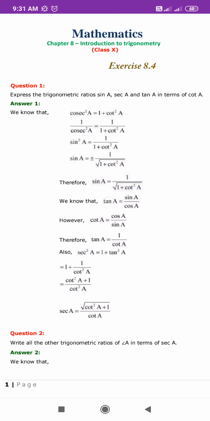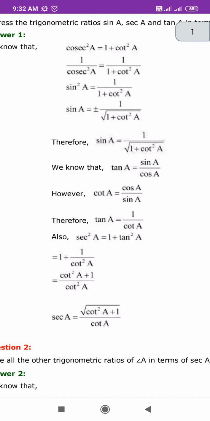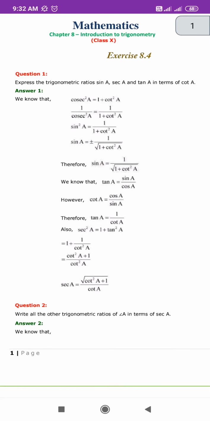Now tan A, we know very well that tan A is equal to 1 upon cot A. So that will be the answer. Tan A is equal to sin A upon cos A, cot A is equal to cos A upon sin A, then tan A is equal to 1 upon cot A. You know that also. And the last thing is, we have to show sec A in terms of cot A.